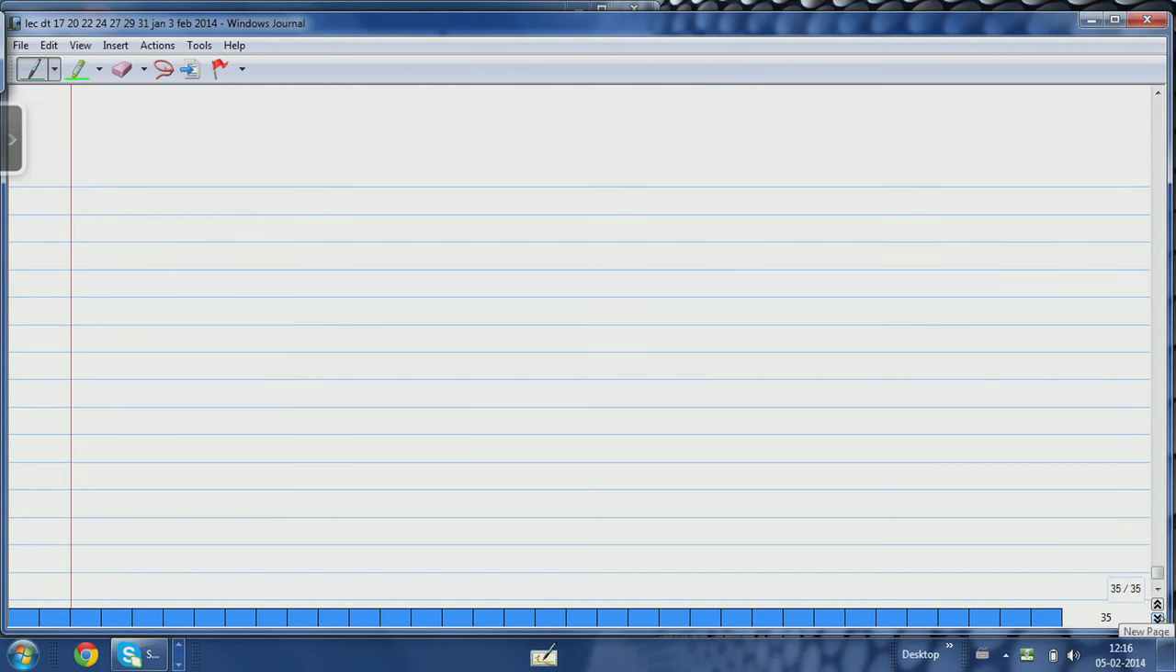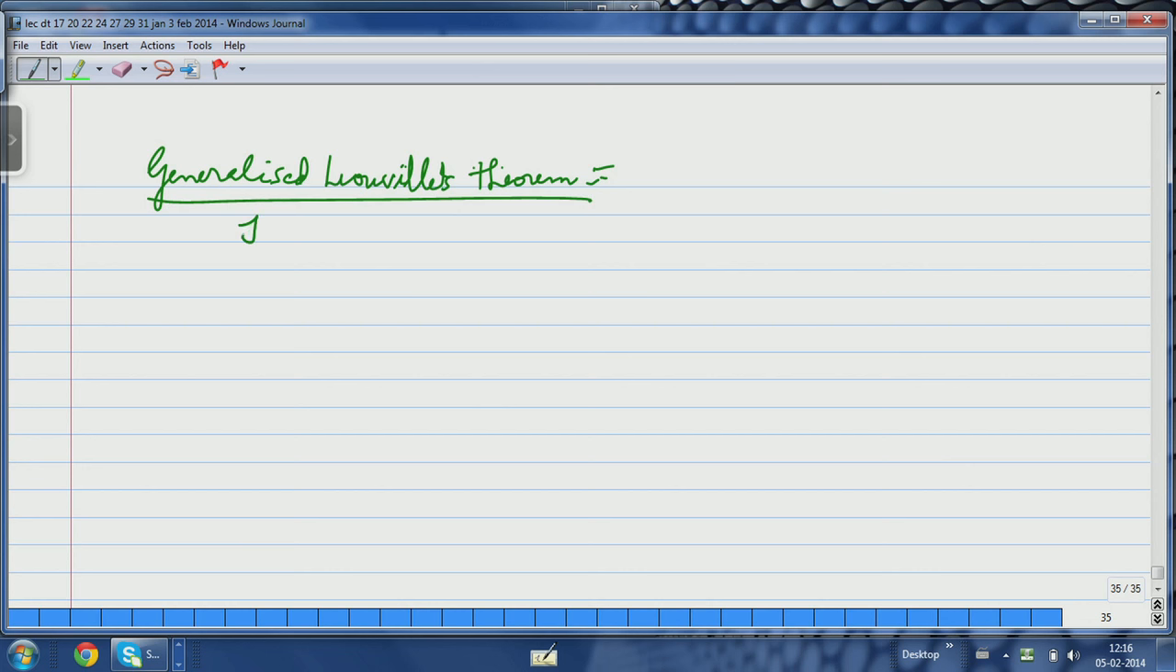And how do you prove the generalized Liouville theorem? It's actually the same tactics that we used to prove the Casorati-Weierstrass theorem, except that you use Liouville's theorem. So let me write that down. Here is the generalized Liouville's theorem: the image of an entire function is dense in the complex plane.